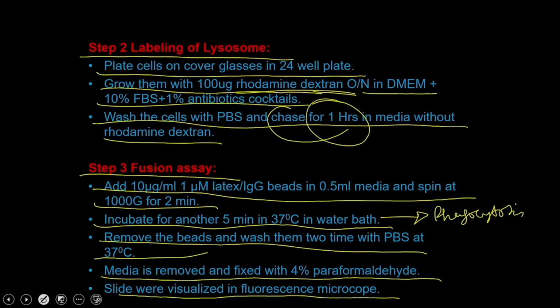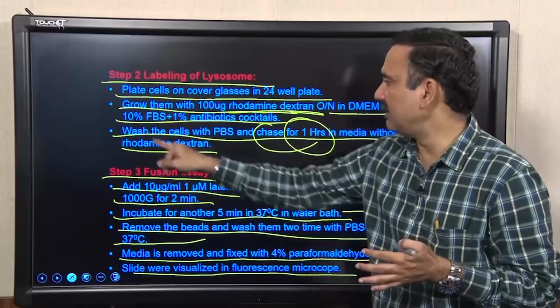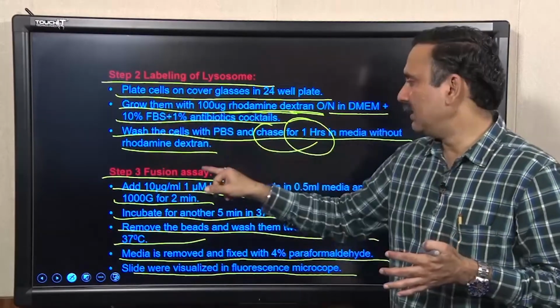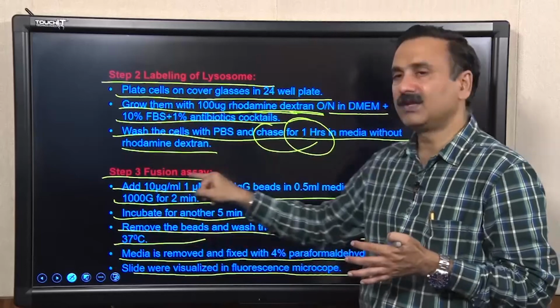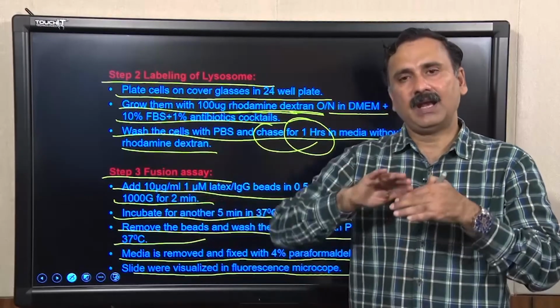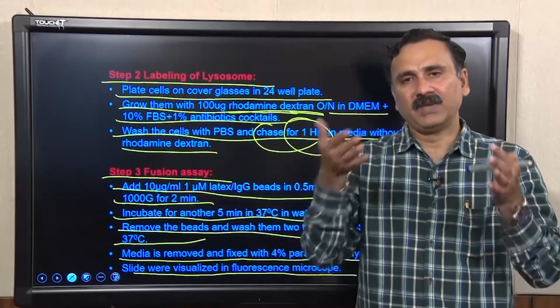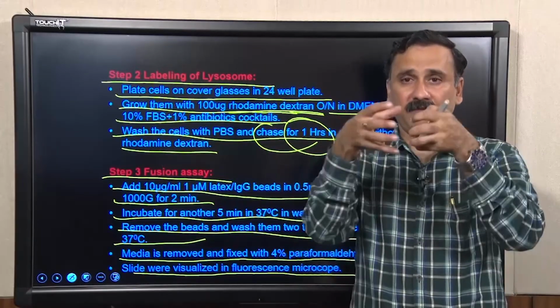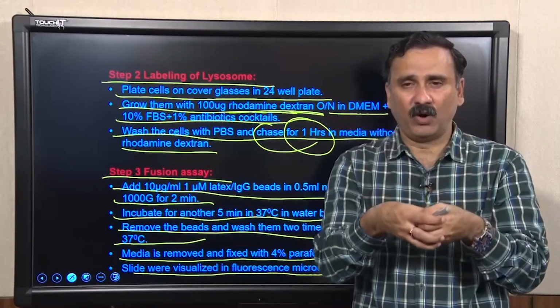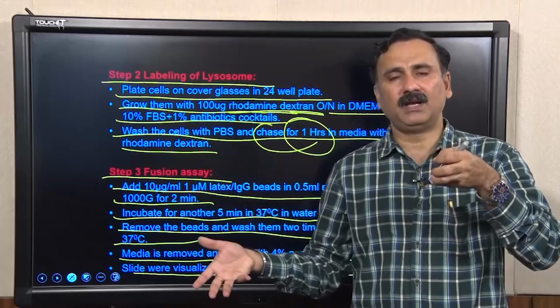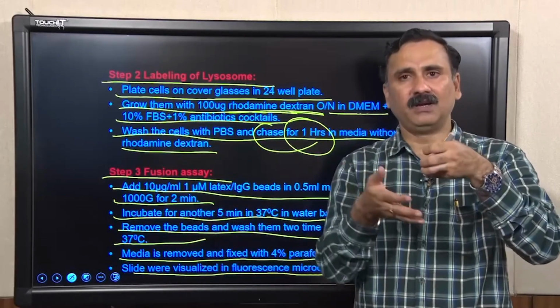So, in the incubation assays, what you are going to do is you already prepared the lysosomes in the cell. Then you add the latex beads to these cells and allow them to phagocytose. And once they are phagocytosed, the phagosomes are formed. Lysosomes are already there because they have already been fluorescently labeled.